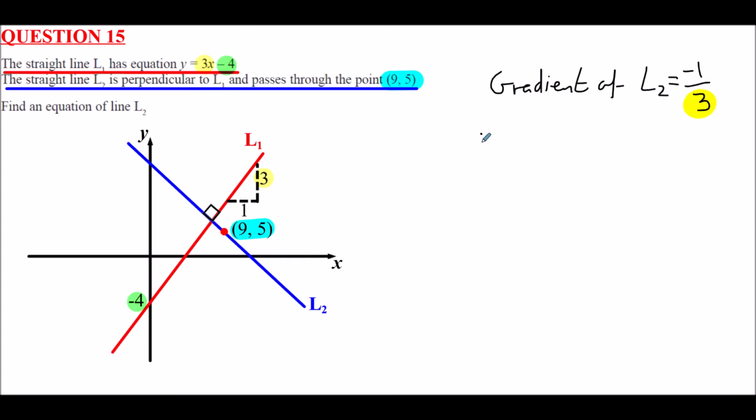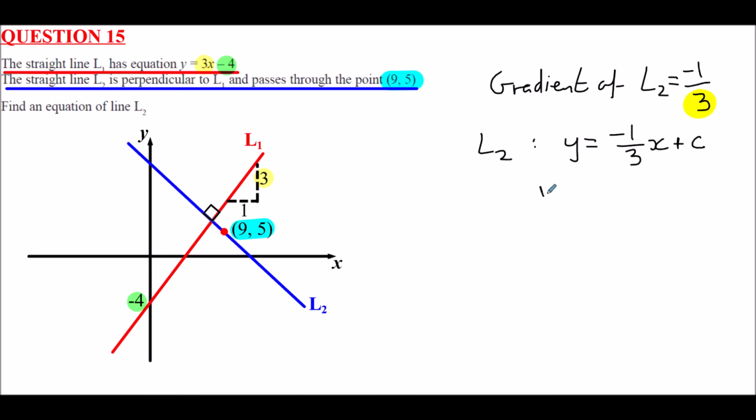So now the equation of L2 will be of the form y equals mx plus c, where m is the gradient. I know the gradient now is minus 1/3 because it's a negative reciprocal of 3. So it's minus 1/3 of an x plus c, where c is the y-axis intercept for L2. So how do we find c? Well, what we can do here is substitute in a point we know. We know L2 goes through when x is 9 and y is 5, so we can substitute these points in.